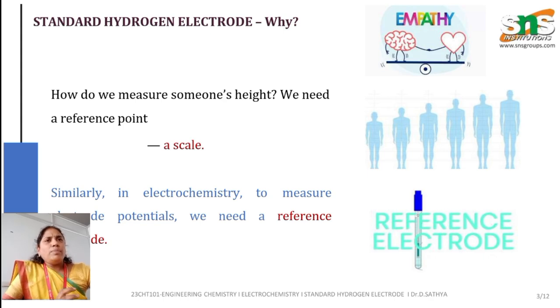So here the problem is that different electrodes show different potentials, and environmental conditions like ion concentration will be different, temperature will be different, and pressure also affects reproducibility. So we need a reliable, reproducible and universally accepted reference electrode that can be used in labs and experiments. That's why we need to study the standard hydrogen electrode.